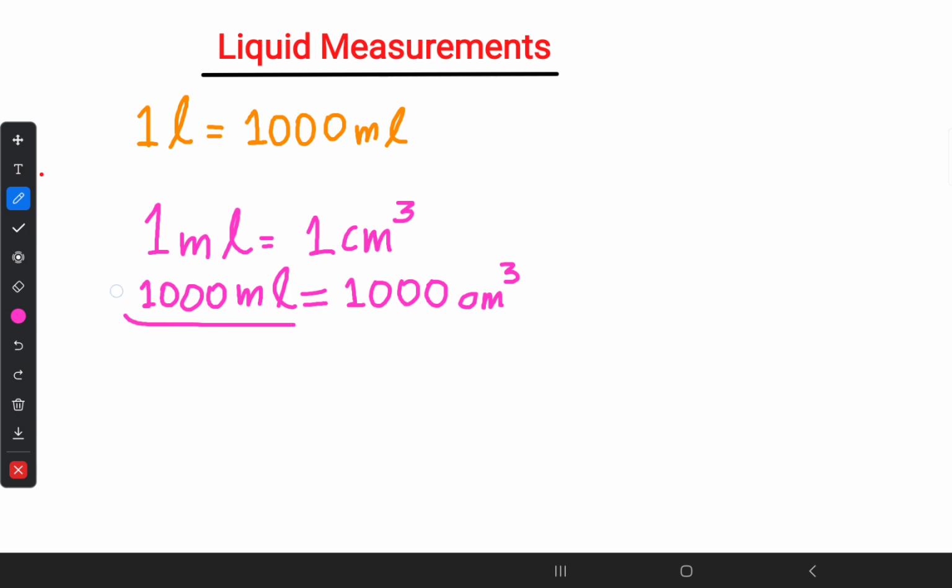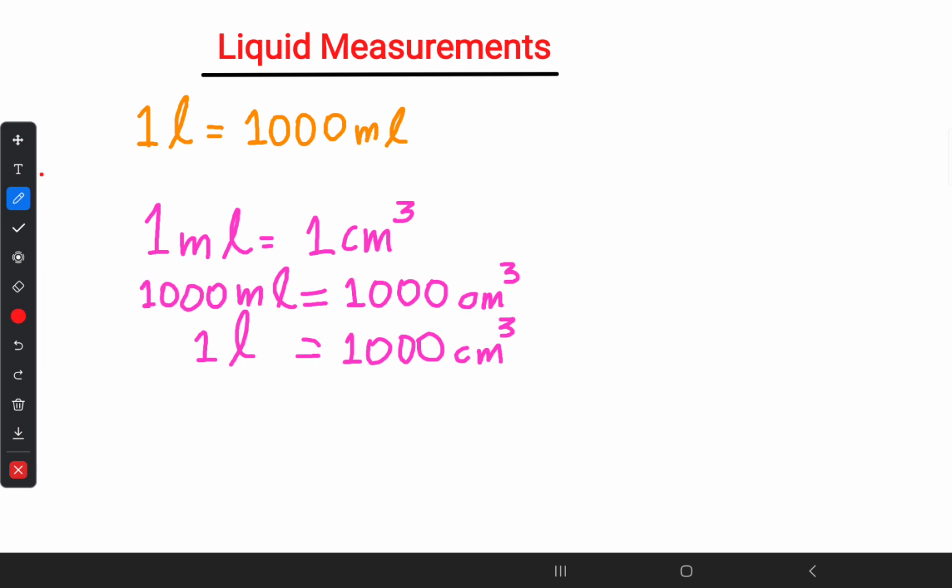We know that 1000 milliliters equals 1 liter. So instead of this, I will substitute it as 1 liter equals 1000 cubic centimeters. These are the conversions we are going to use here.